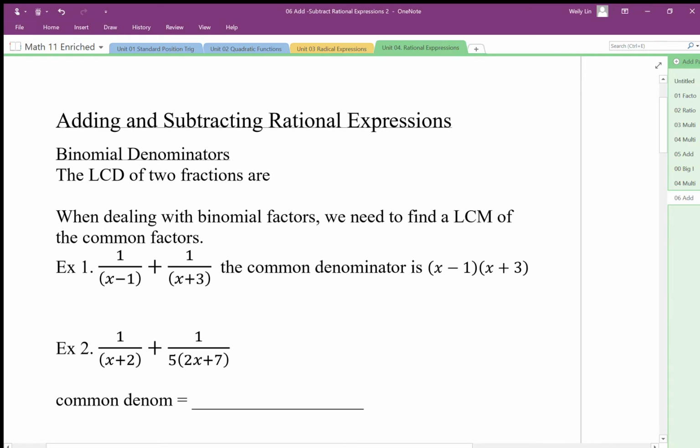So the common denominator ends up being, I'm just going to highlight this, we have a factor here and a factor here. So our lowest common denominator is just those two factors together.